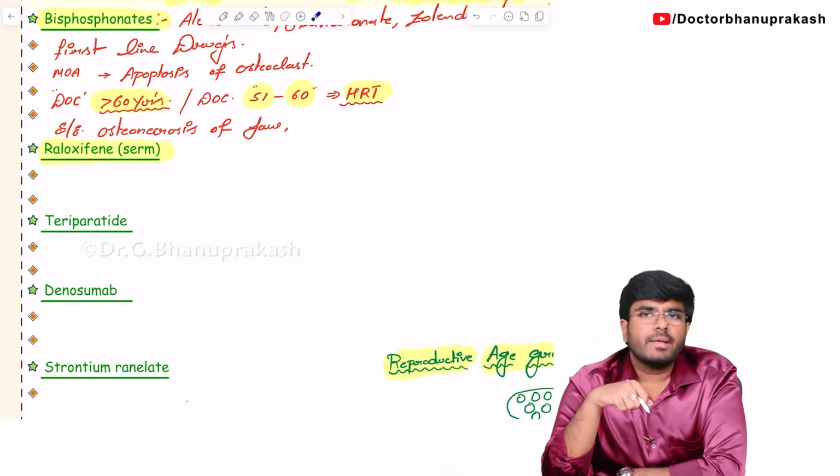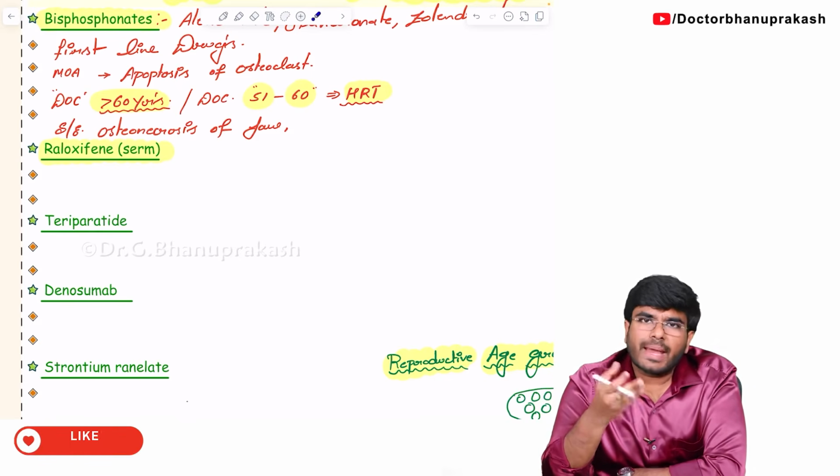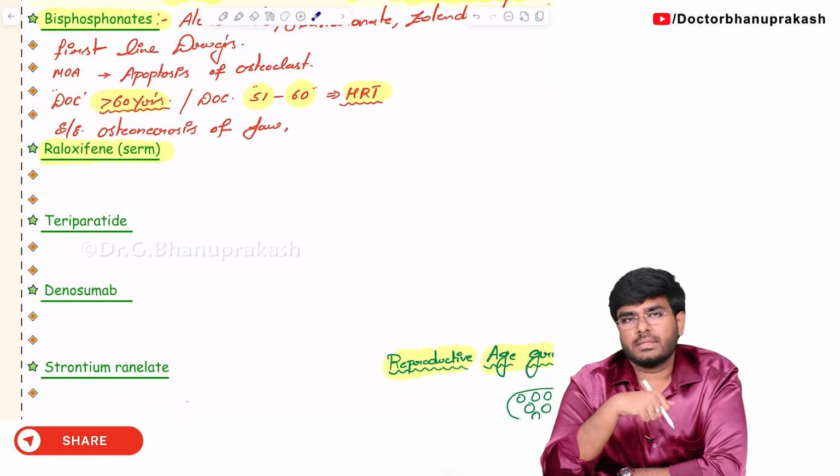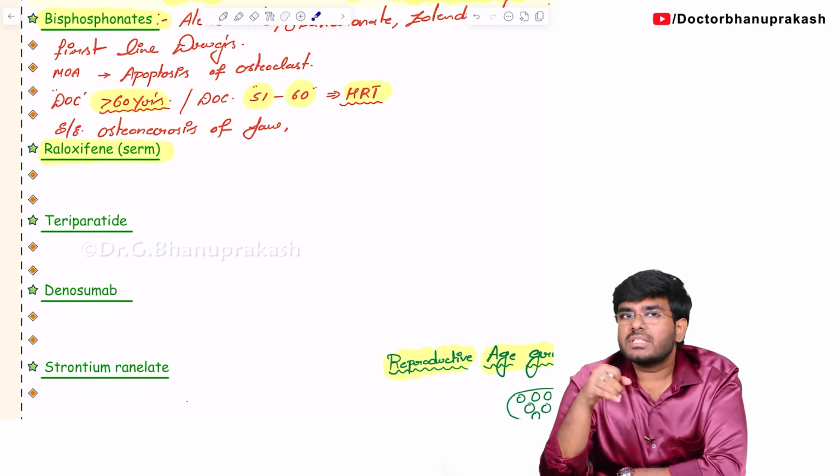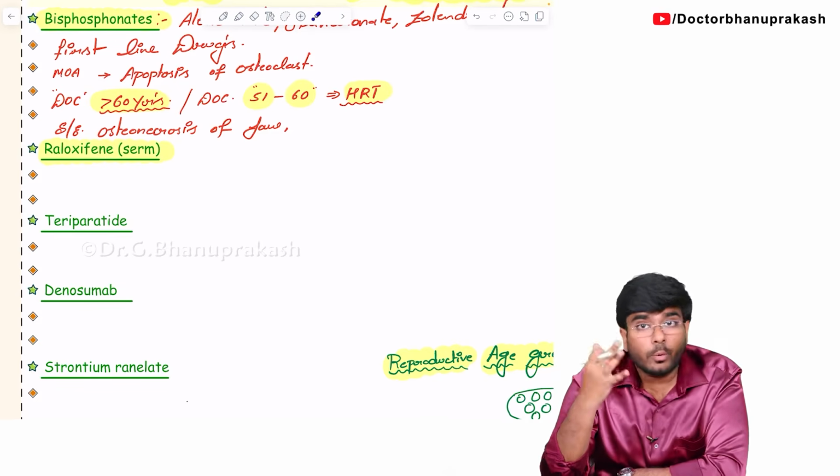But there is an issue here. What is the issue is, see, if you give the estrogens back to her, that's going to cause the breast cancer. These estrogens may stimulate the breast tissue unnecessarily, that can lead to the breast cancer. The estrogens can go and stimulate the uterus, it can lead to the endometrial cancer.